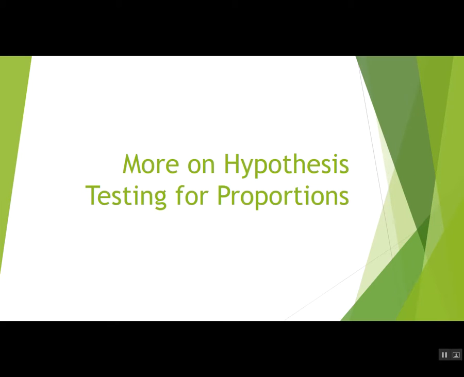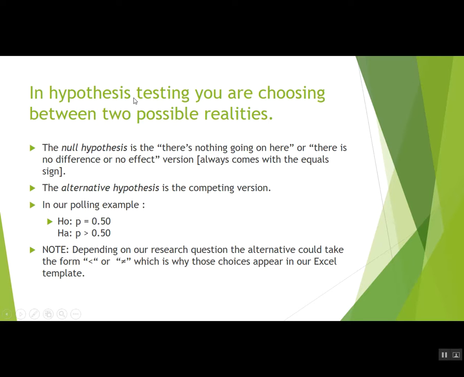In this screencast, we'll continue our work on hypothesis testing for proportions. In hypothesis testing, you're choosing between two different realities, two possible versions of reality. One is called the null hypothesis. There's nothing going on here, there's no difference, meaning this drug has no effect, or this ad campaign doesn't boost sales, whatever, there's nothing going on. And when we do hypothesis testing, it always includes an equal sign for the null hypothesis. And the alternative hypothesis is whatever it's competing with.